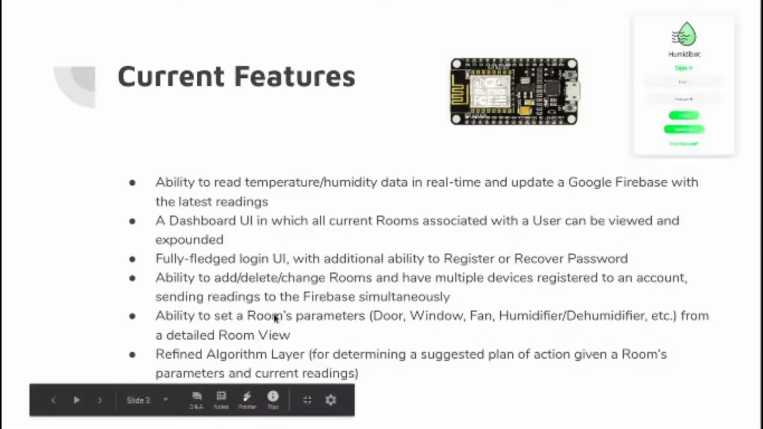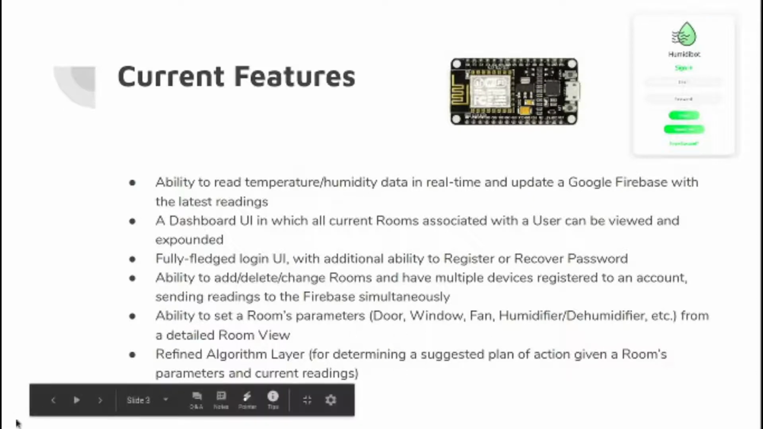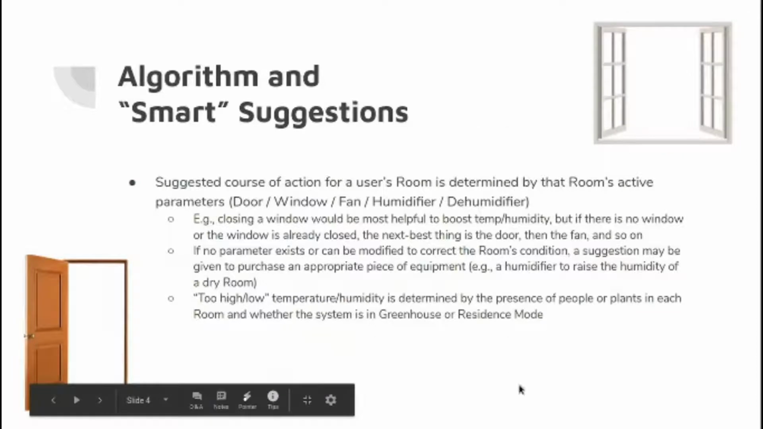We also have the ability to set some parameters for a room, like doors being open or closed, windows being open or closed. Is there a fan in the room? Do you have a humidifier or a dehumidifier in the room? You'll be able to set all of that from the web app. And of course, we have our algorithm layer, which gets expanded upon in this next slide.